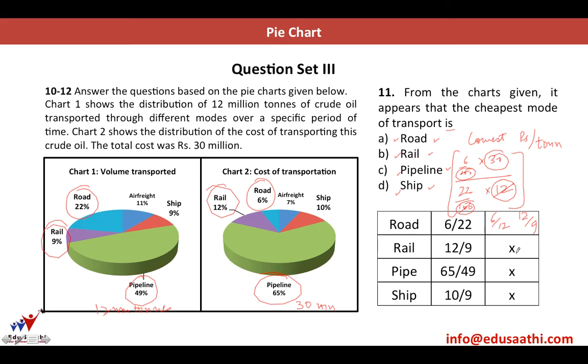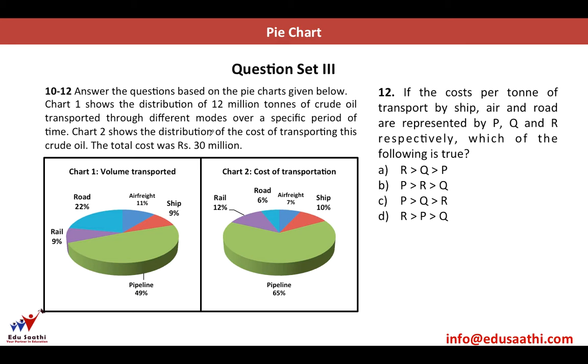Now if you notice here, I have marked a cross on all of these. Why have I marked cross here? Because in all these cases, the numerator is bigger than the denominator. So obviously all these 3 fractions are greater than 1. Whereas this fraction here, the road cost, has the numerator lesser than the denominator. So this fraction is less than 1. So without making any further calculations, I can find out that the answer is the A part here, or road is the cheapest mode of transport.